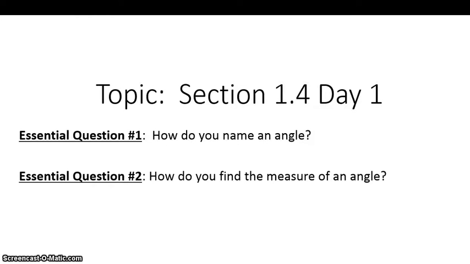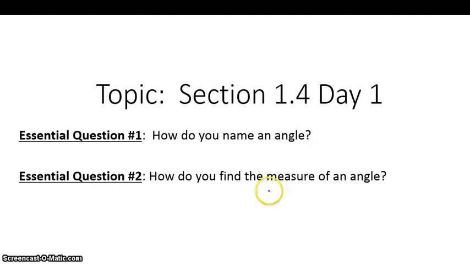All right, so next we are going to start section 1.4 day 1. So the topic, section 1.4 day 1, essential question number 1, how do you name an angle? And essential question number 2, how do you find the measure of an angle? So those are the two things that we're going to talk about today.